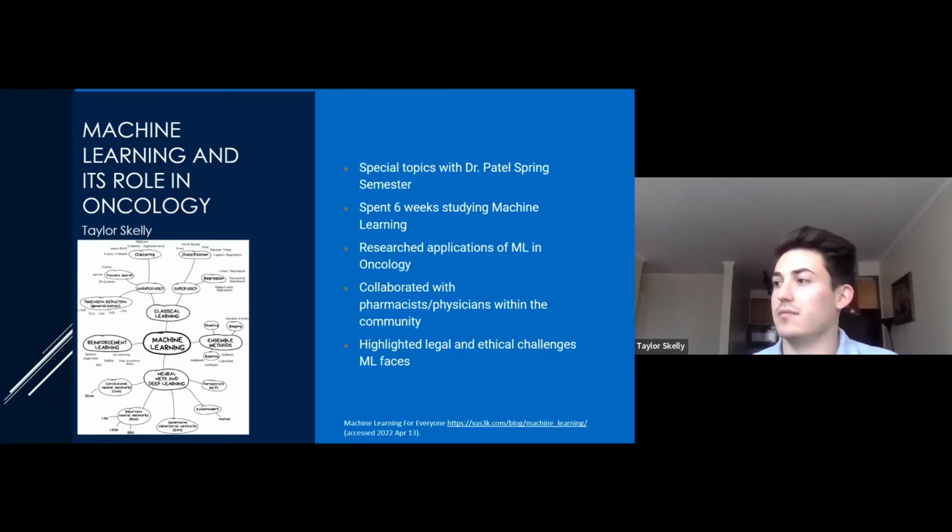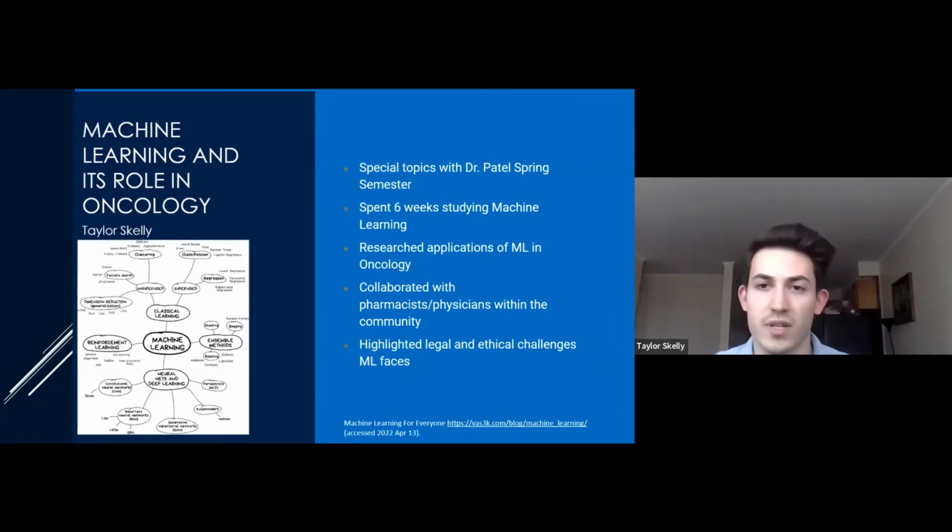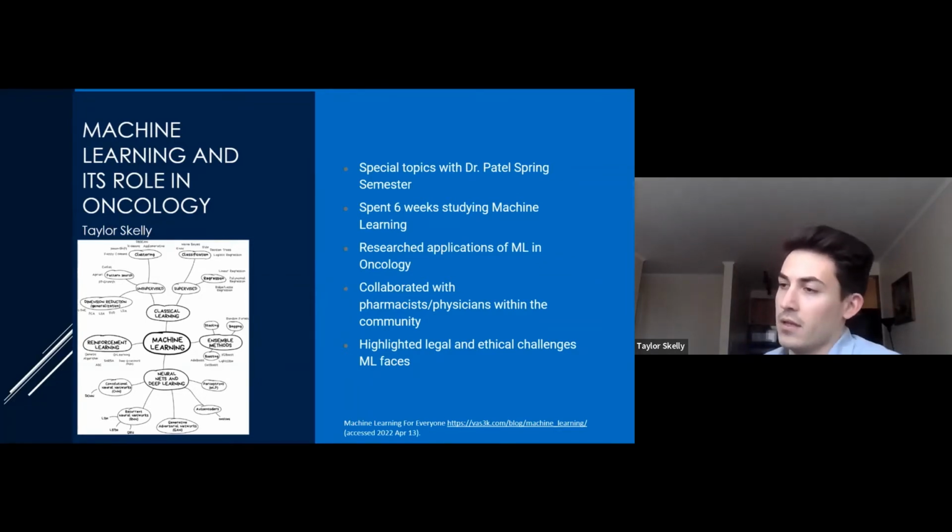At the beginning, you would have to trial a patient on a medication in order to see how they would react to it. But with this, using machine learning, you can actually model a patient's response without them having to receive the medication. Another study I looked at was predicting seizures with machine learning.